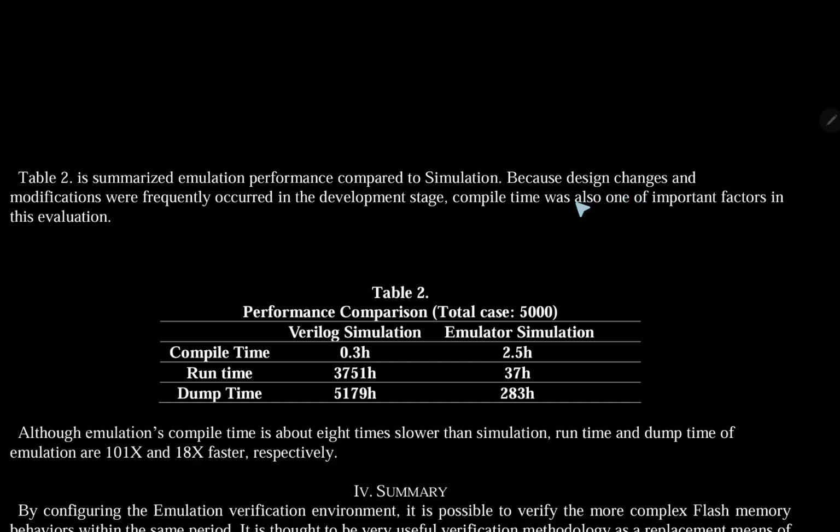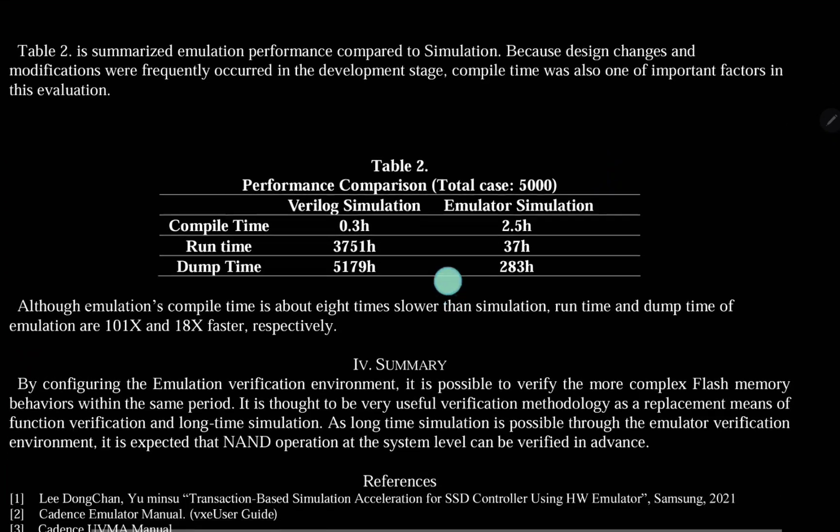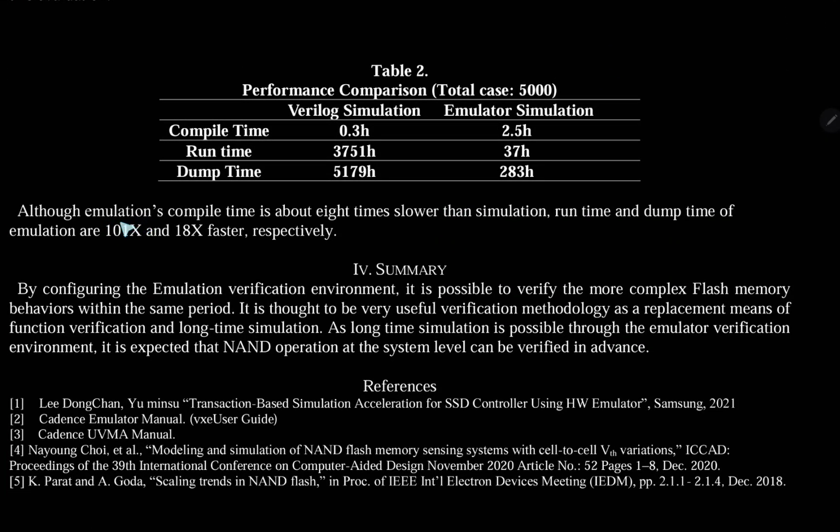Because design modifications frequently occurred in the development stage, compile time was also one of the important factors in this evaluation. Although the emulation's compile time is about 8 times slower than simulation, the runtime and dump time of the emulation are 101 times and 18 times faster, respectively.